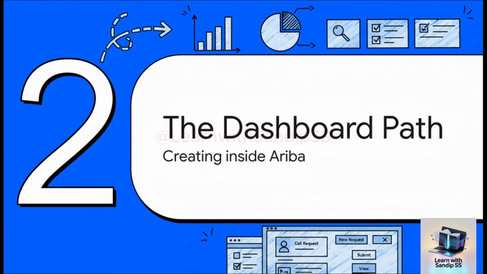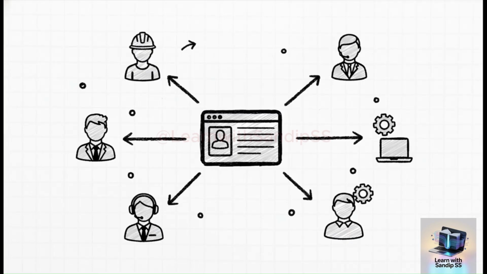All right, let's dive into that first one, the dashboard path. As you can probably guess from the name, this is all about someone creating the request by hand right from inside the SAP Ariba user interface. And here's the thing that's really important to know. This ability isn't locked down to just a few people. The power to create a sourcing request from the dashboard is available to all users, no matter what group or team they're in. It's designed to be open for anyone who needs it.